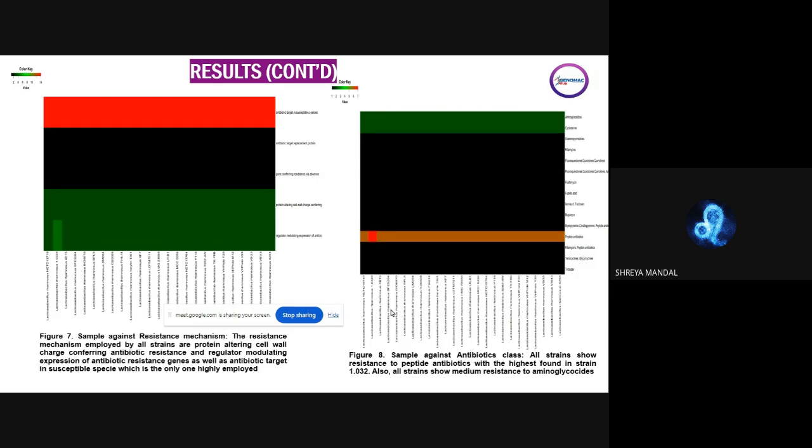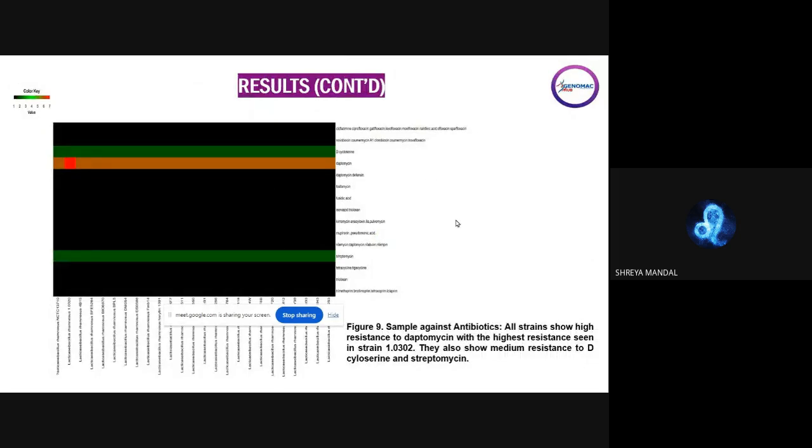So, sample against the antibiotic class: all the strains show resistance to peptide, particularly this peptide antibiotic group, with the highest found in strain 1.32, because the red color, as I mentioned, is the highest degree of expression. Black is a lesser degree. Also, all the strains show medium resistance in the case of aminoglycoside and cytosine, which is why it gives a green color. So this is the mapping we have tried of the samples against the antibiotics.